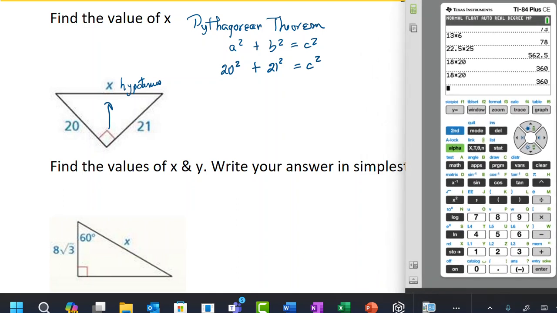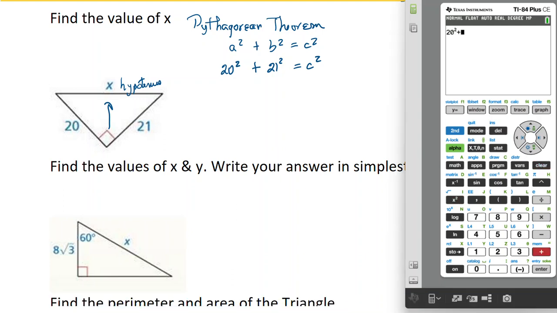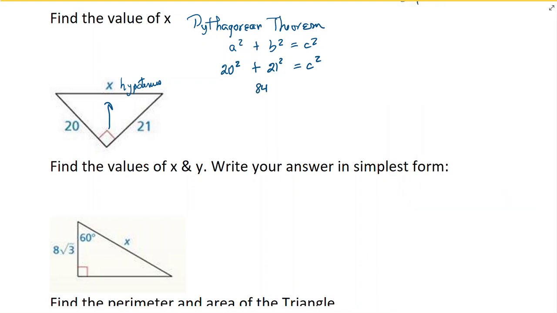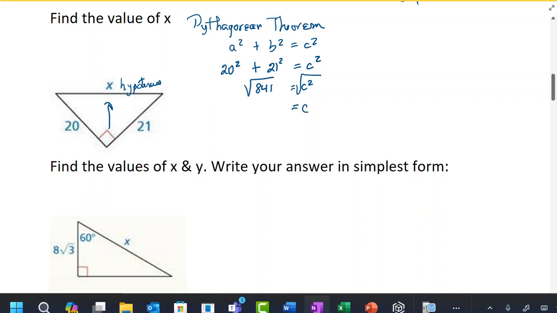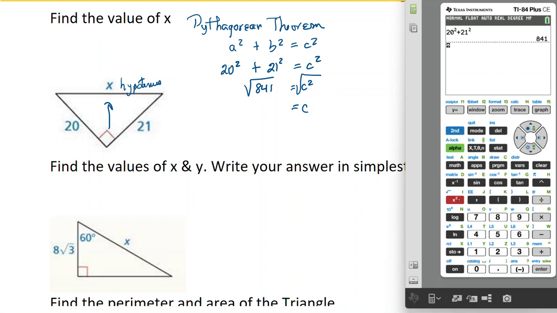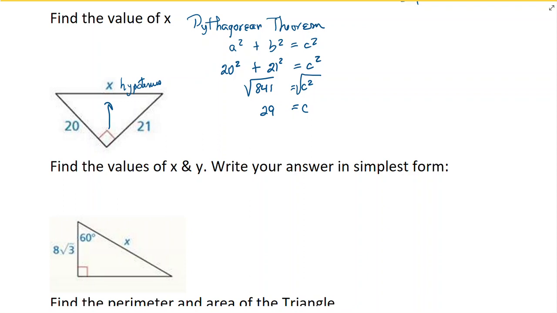Now, I want everybody to be punching keys. This is your future. 20 squared plus 21 squared gives me 841. And we're going to take the square root, so we find what the hypotenuse is. I get 29. So this is known as a triple, but that's not important for us now. We just wanted the value.